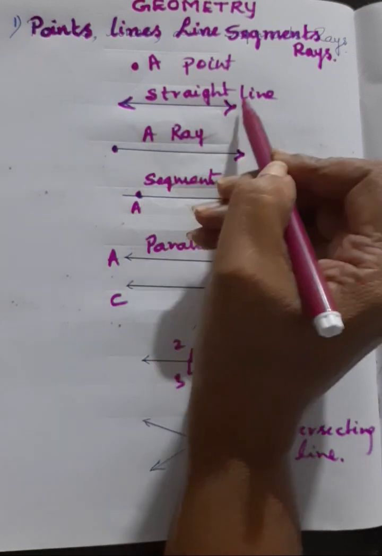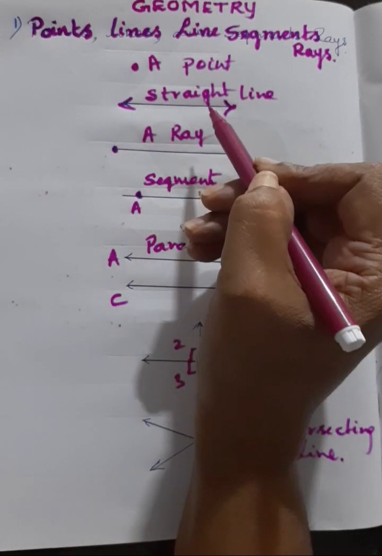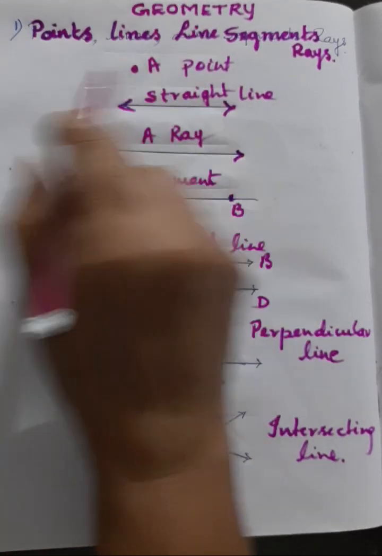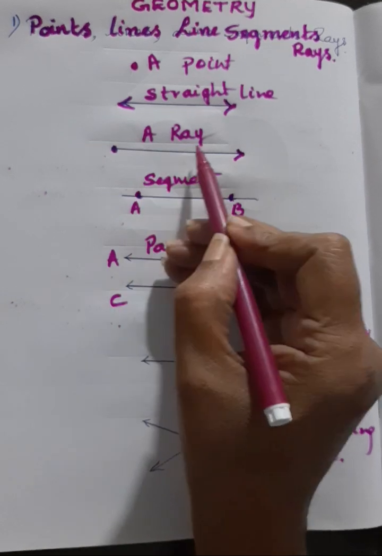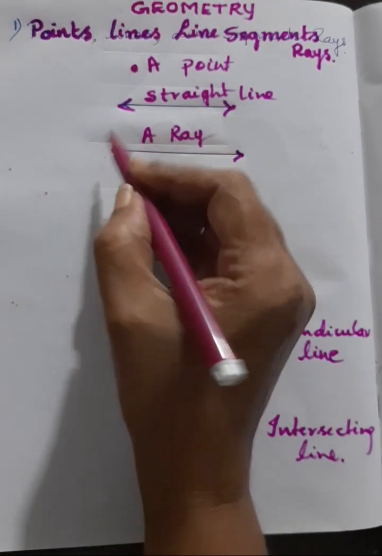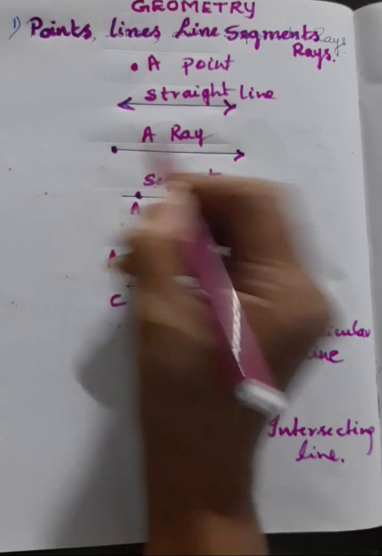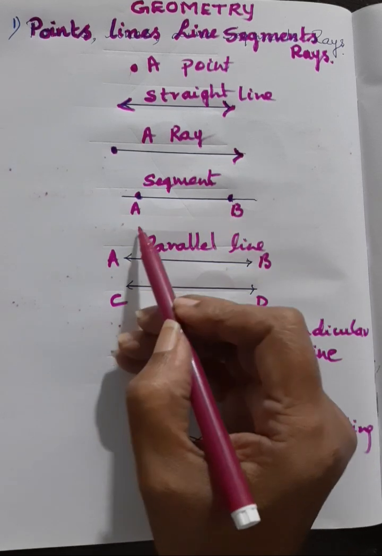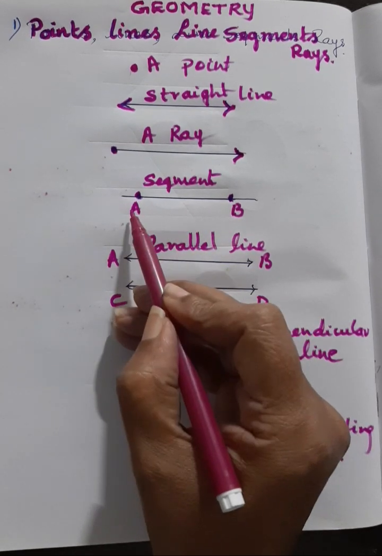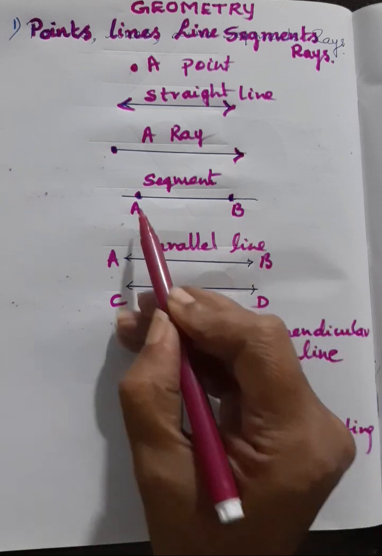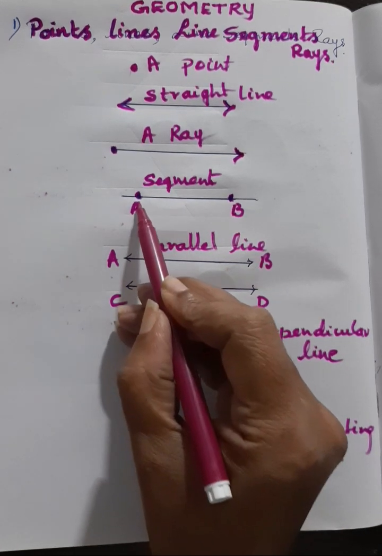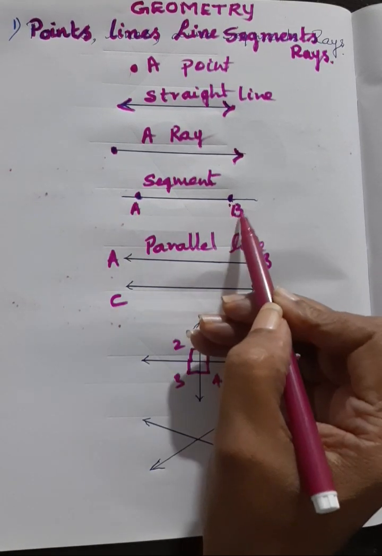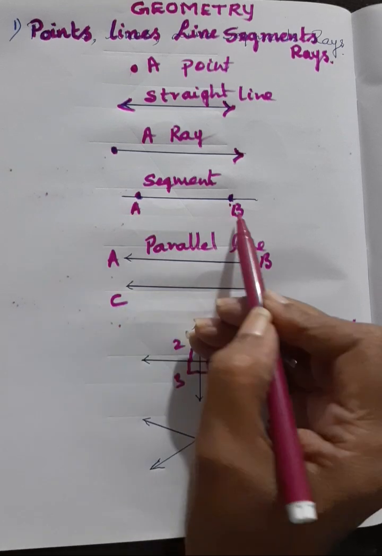Second one is straight line, or line. A line extends forever in both directions. Next, third one is a ray. A line with one point. This is one point and it extends like this. After that, segment. Here is segment AB. This segment has two end points. First one is A, second one is B. So a segment has two end points.